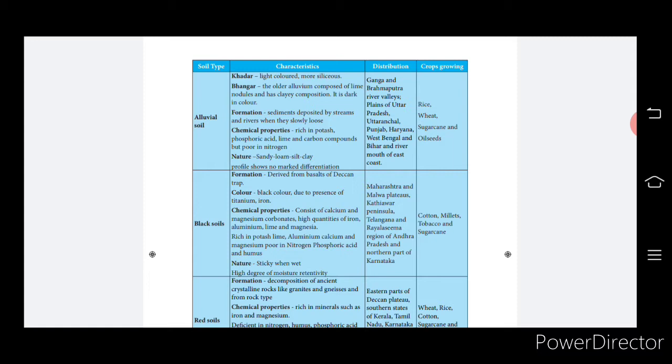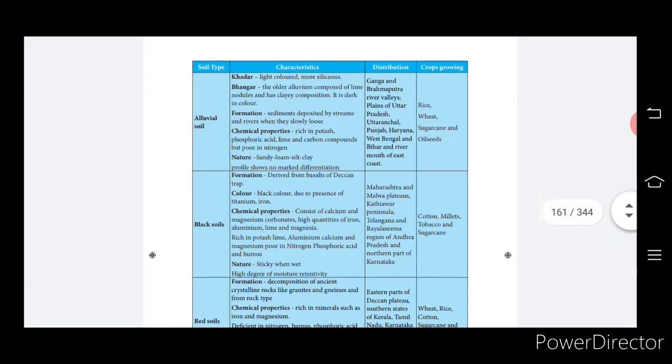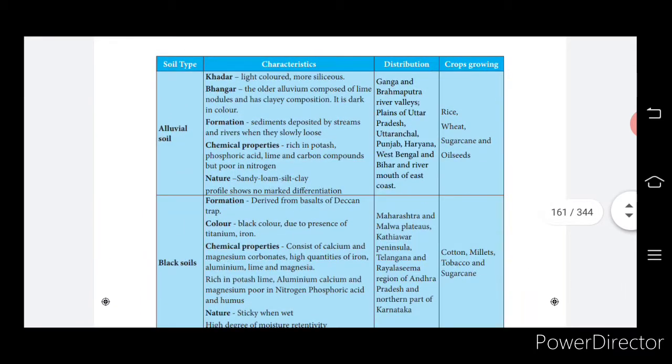Okay, the soil type is alluvial soil, where the khadar is light color, more siliceous; Bhangar, the older alluvium, is composed of lime nodules and has clay composition. It is dark in color. The formation is sediments deposited by streams and rivers when they slowly lose speed. Okay, the nature is very sandy.